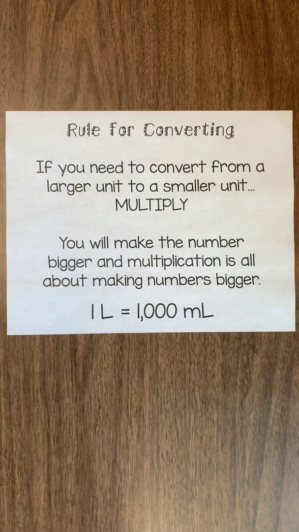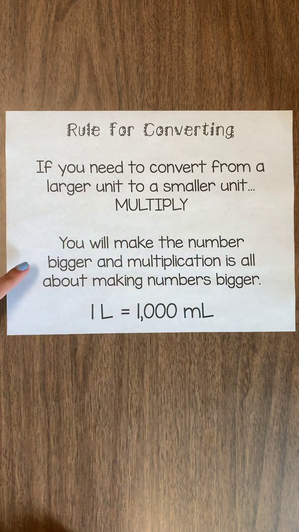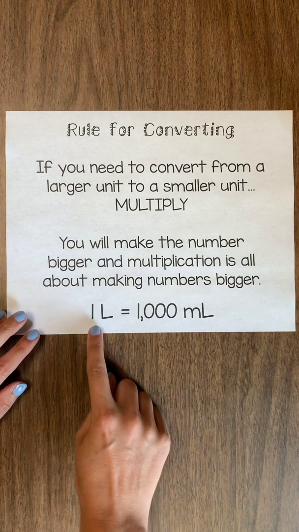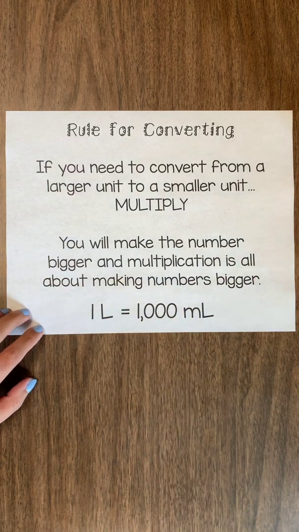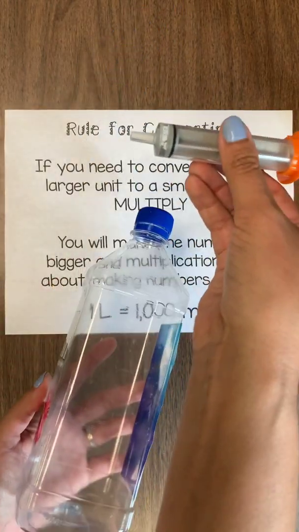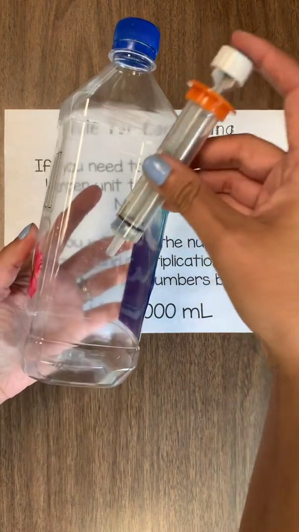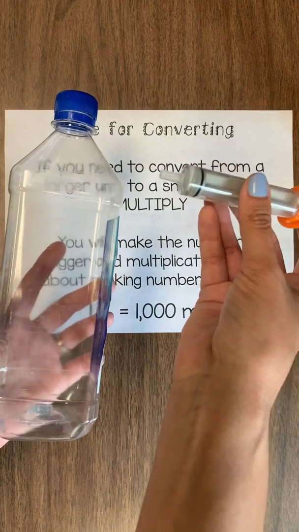There are a couple of rules to follow when converting measurements. If you need to convert from a larger unit to a smaller unit, you always need to multiply. You will make the number bigger, and multiplication is all about making numbers bigger. So for example, 1 liter is equal to 1,000 milliliters. If I go back to my example here, was my liter, right? And then we had the milliliter of water, which wasn't a lot. It would take 1,000 of these before this water bottle was full. That's a lot of milliliters, right?